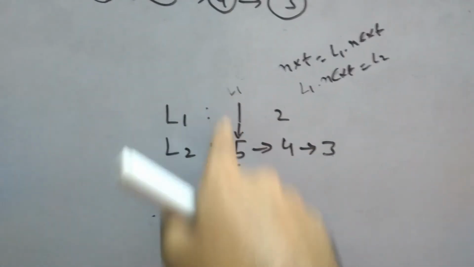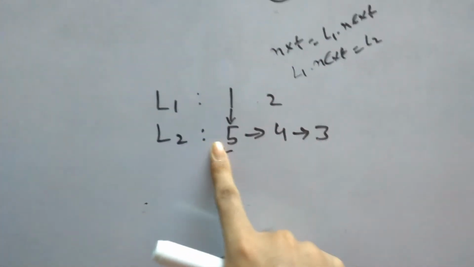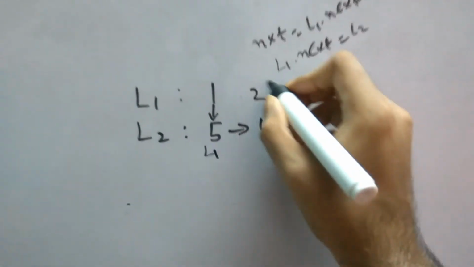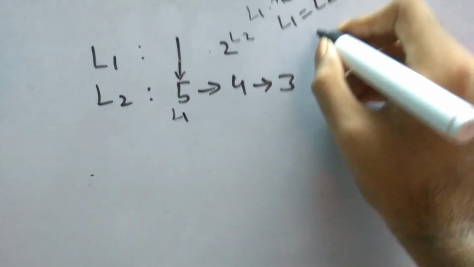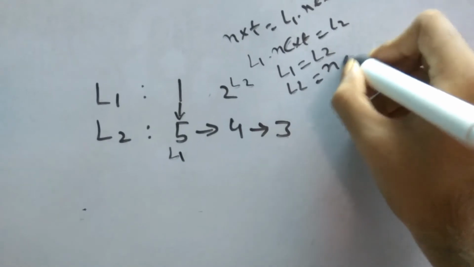After connecting this, we just have to move the pointer forward. So now L1 becomes here. This L2 becomes L1, and L2 becomes this node. So L1 is going to be L2 and L2 is going to be this next.